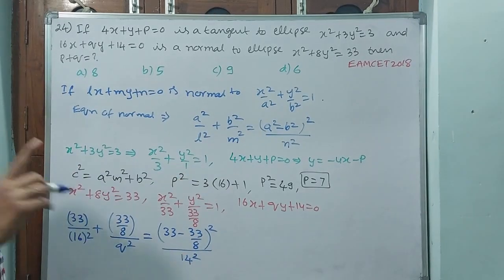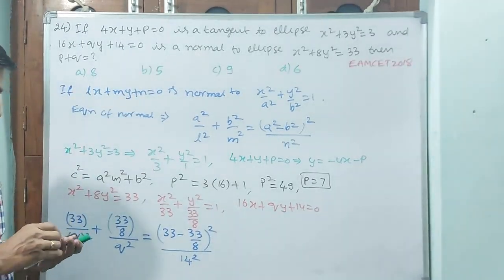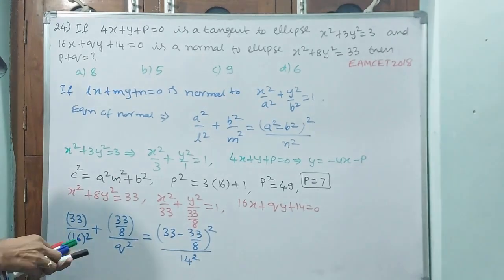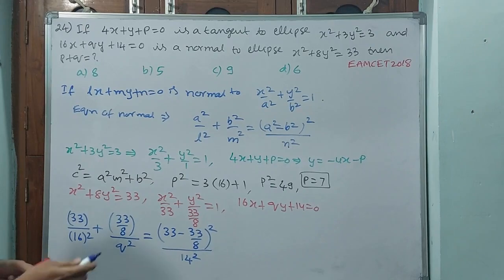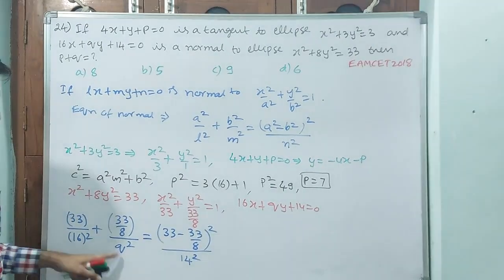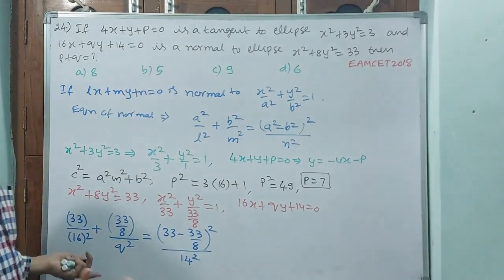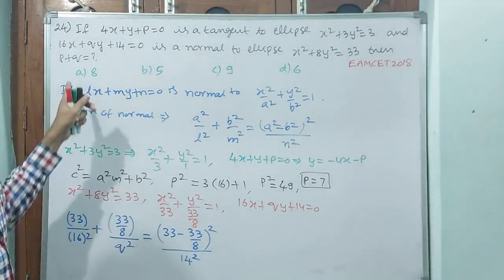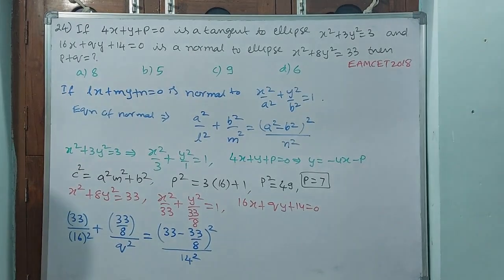See, p is 7. Don't forget. Then we may have to rub also. Let us proceed further. Now see here, except q square, remaining all are numbers only, so you can find the q square value. If you find q square value, automatically you can find the q value, and p plus q you have to add.